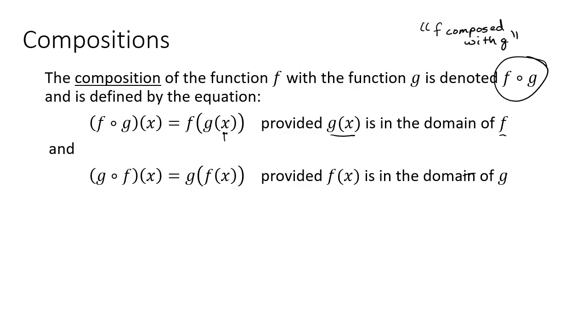Because you could plug an x into g, but if the output of that g is something that wouldn't work in f, it's no good. You would get something undefined or something imaginary. You could also do this in the reverse order, again illustrating that order is important here. G composed with f of x would then be g of f of x. Read left to right. And these are two different things. F composed with g and g composed with f are not the same thing, generally speaking.